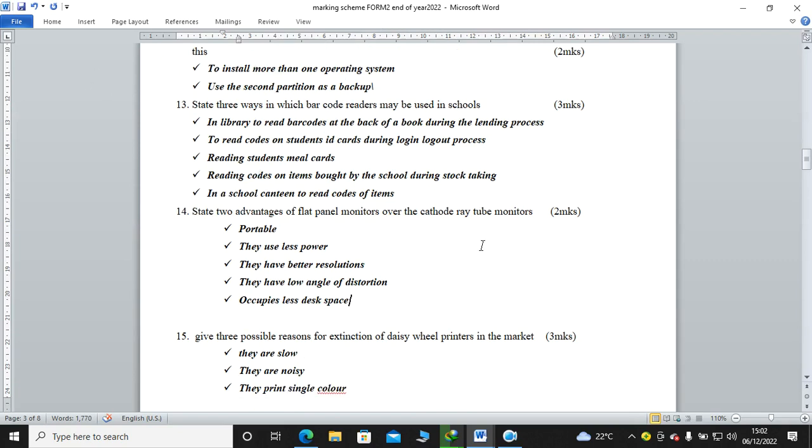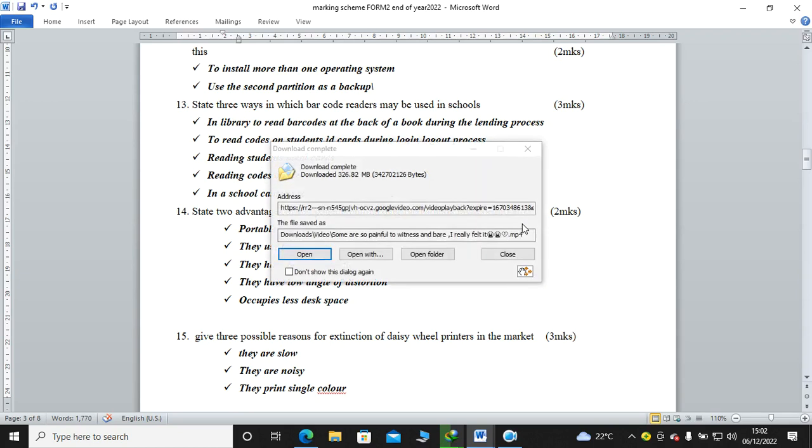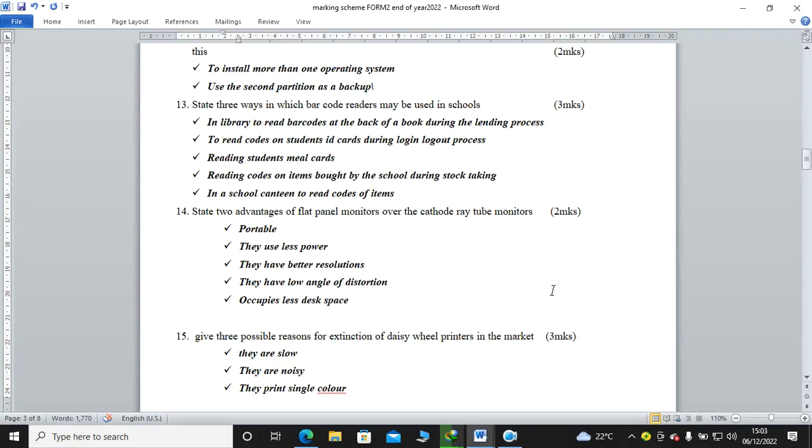Then we have question number 14. State 2 advantages of flat panel monitors over the cathode ray tubes. Hopefully you understand what a barcode is. So we have question 14. State 2 advantages of flat panel monitors over the cathode ray tubes.